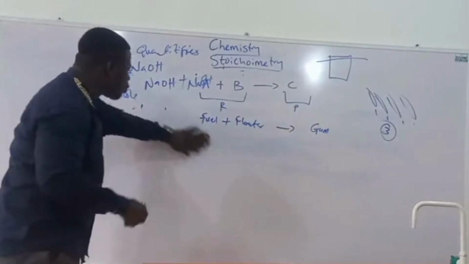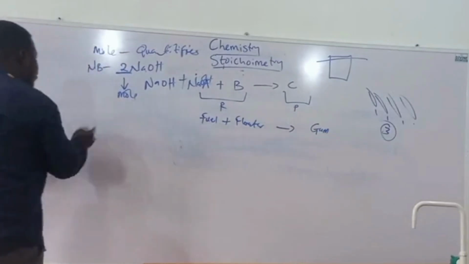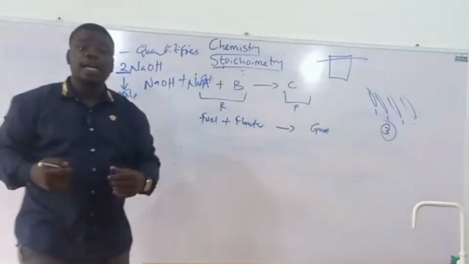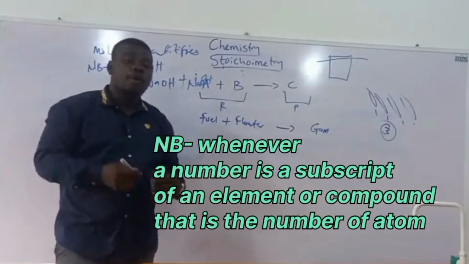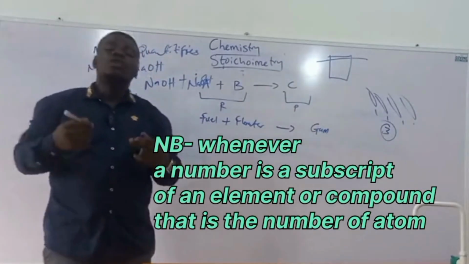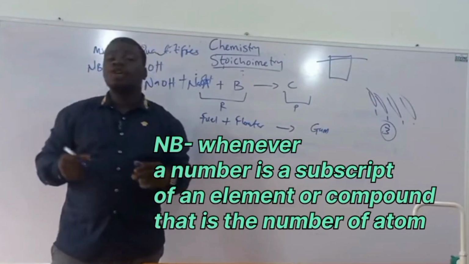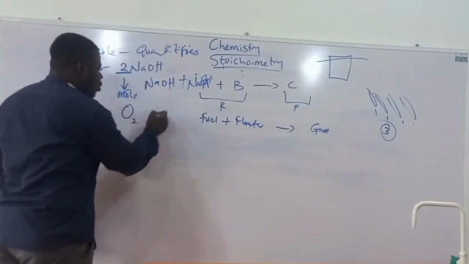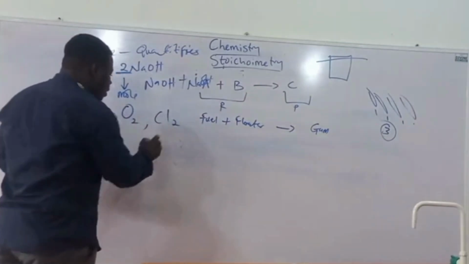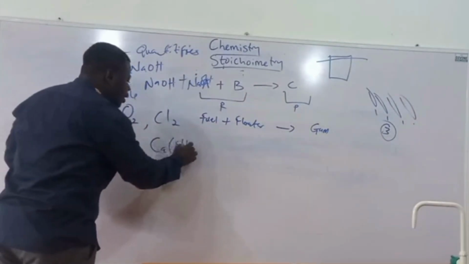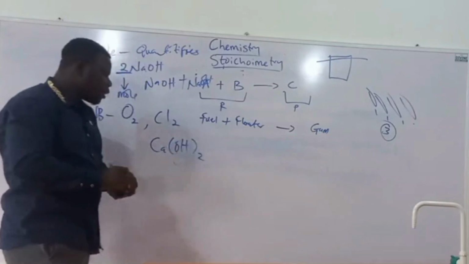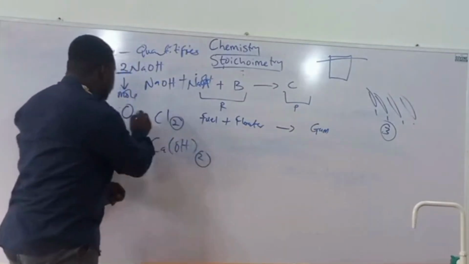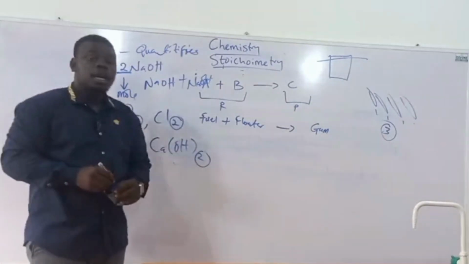Now, note number two: whenever a number is a subscript of an element, that number is regarded as the number of atoms. Like you can see here, you can even see in this case, this is a compound, right? So this number is acting as the number of what? Atoms.